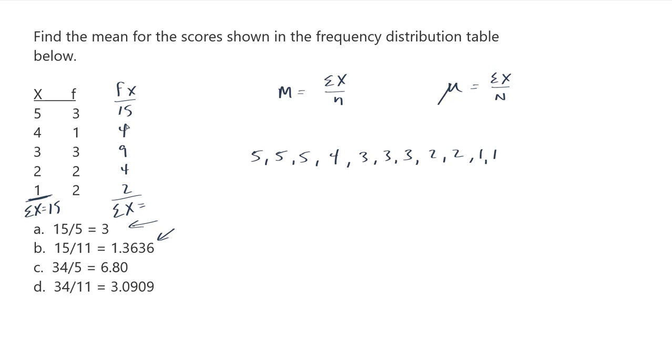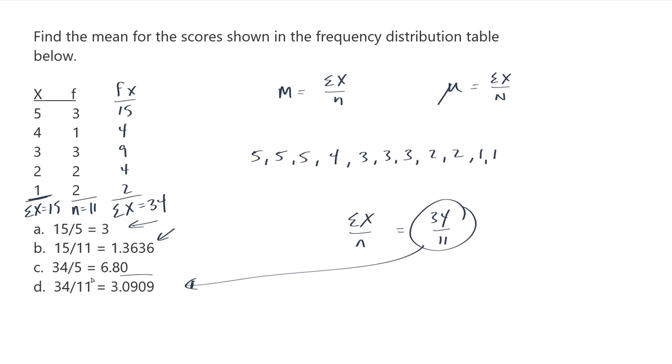15 plus 4 is 19, plus 9 is 28. This brings me to 32, and then to 34. If you add up the frequencies, that's where you get n. So 3 scores plus another score gives me 4 scores so far. Now I'm up to 7 scores, 8, 9 scores, 10, 11 scores. So my total over n would be equal to 34 over 11. So my answer is D. 34 over 11 is 3.0909.